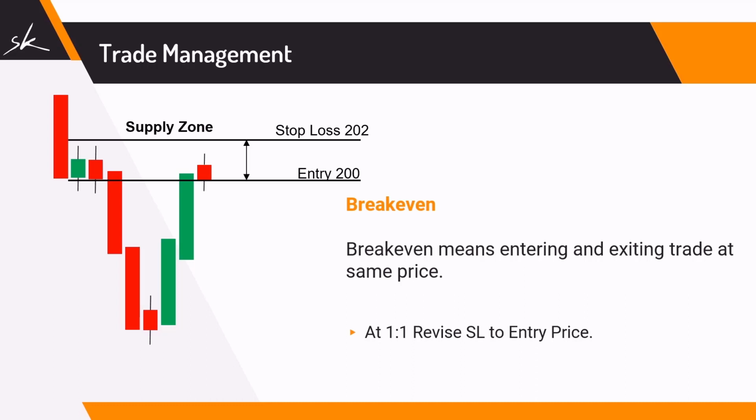Once the price moves the same amount in our favor, we will be at 1:1, which means our profit is equal to our risk. At this time, we will revise our stop loss order, which was at 202, to our entry price 200. If the price keeps moving down, we can achieve our target, but in case the price starts moving up, we will be exiting the trade with no profit, no loss, and this is called a break-even trade.